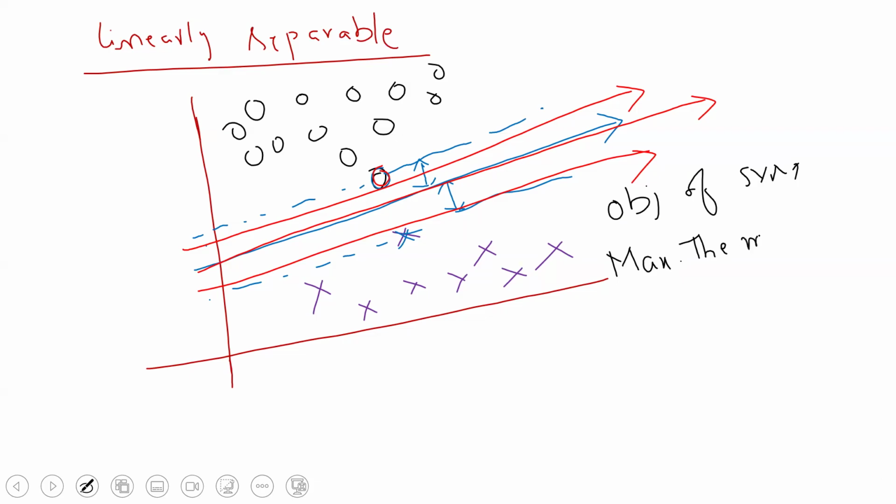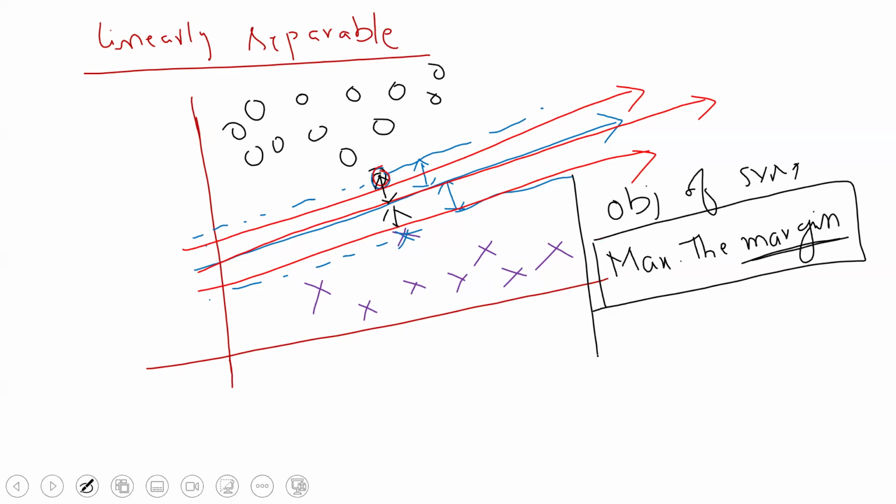Maximize the margin. What is the margin? Margin is nothing but the distance from the hyperplane to the edge of the cluster. So that is what it is trying to maximize, and this is the objective of the SVM. Mathematically how we are going to achieve this is something that we will see.